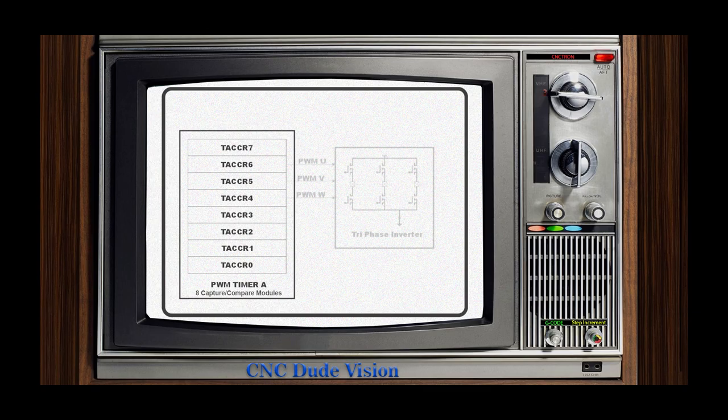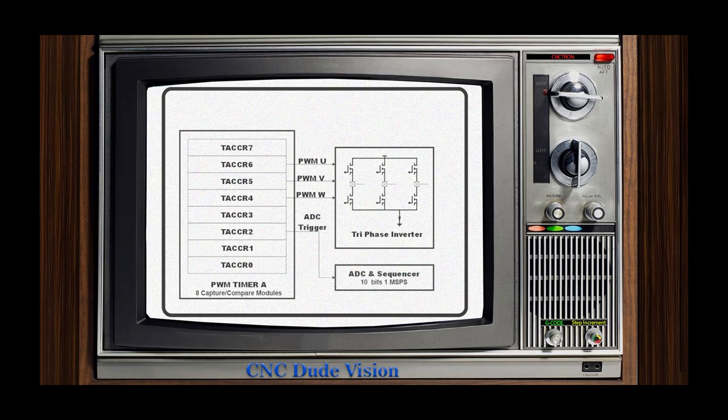I will get three birds with one stone and use the PAC5222's timer A for three simultaneous purposes. First, three PWM outputs will be used to power the three-phase inverter, which will power the motor. Another PWM will be used as my triggering signal to engage the ADC sequence and extract the motor current so I can close the loop on torque.